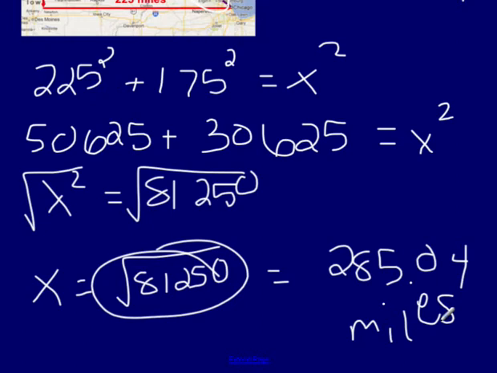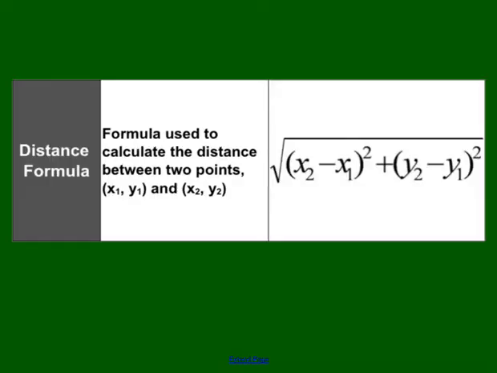Is that less than 450 miles? Yes, it is. So yes, our helicopter can make it all the way there without needing to refuel. So let's take a look at the distance formula. The distance formula is used to calculate the distance between 2 points.